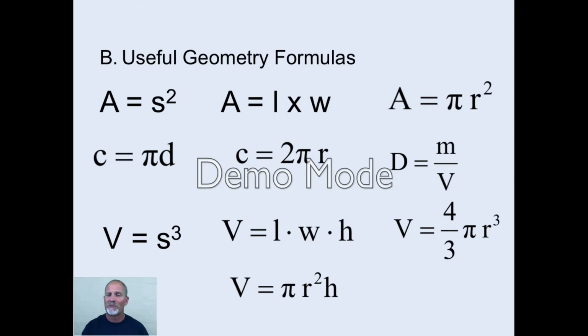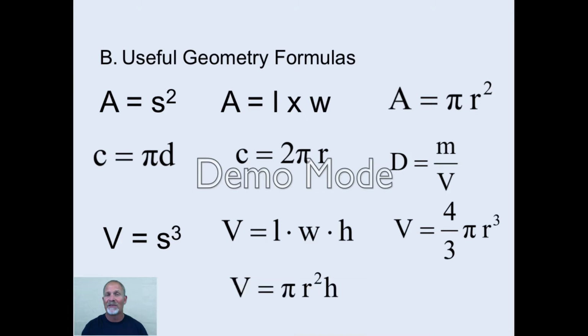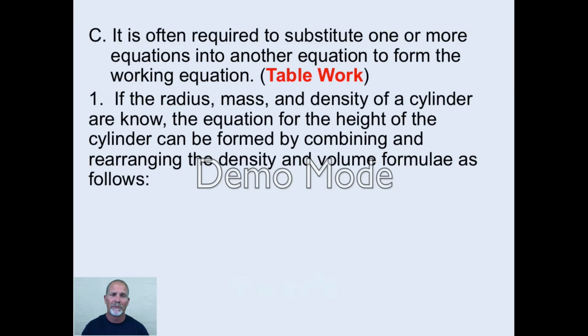Then you have density equals mass over volume. Then we drop down to volume equals side cubed. That's the volume of a cube. Volume equals length times width times height is the volume of a rectangle. Volume equals 4/3 pi r cubed is the volume of a sphere. And volume equals pi r squared h is the volume of a cylinder. So you do need to know what these represent, but the equations themselves I provide for you. These are called given equations.